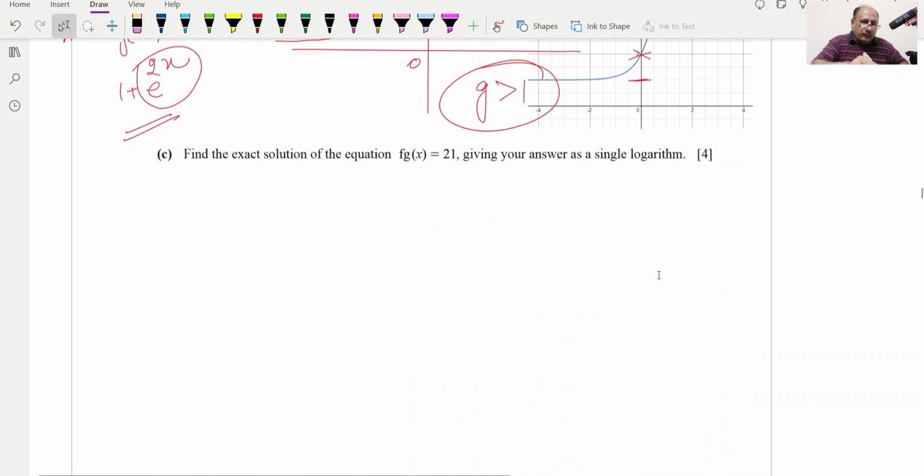So now we can move to part c. Find the exact solution of the equation f g of x is equal to 21, giving your answer as a single logarithm. This is a 4-mark question.